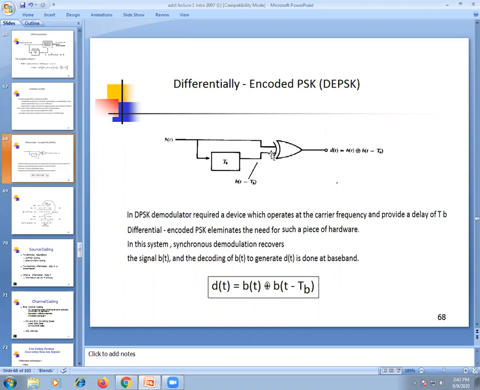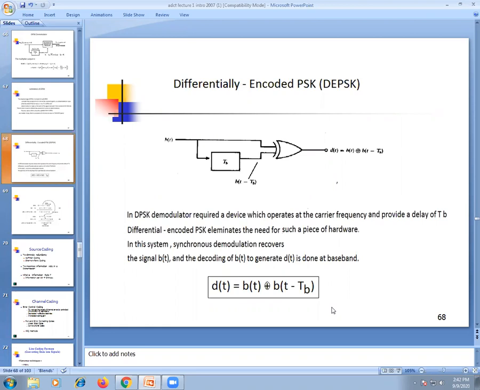Now the B of t signal is given to the XOR gate. Another input is B of t delayed by the time period TRB, that is B of t minus TRB, also given to the XOR operation. The output D of t is equal to B of t XOR B of t minus TRB. So, to simplify the circuitry, by using the XOR operation the encoding process takes place.